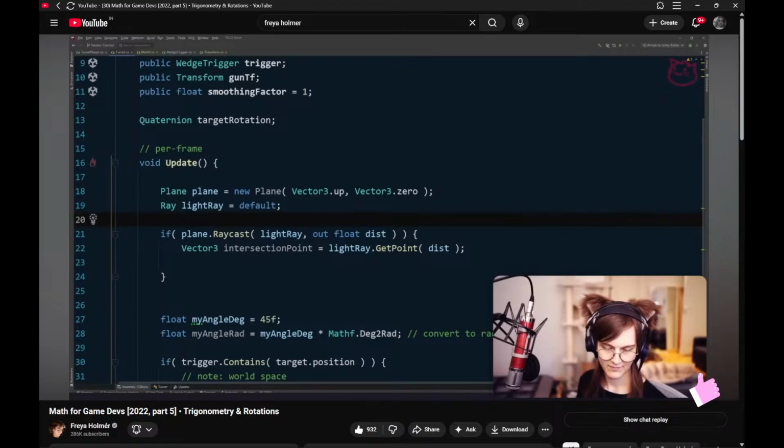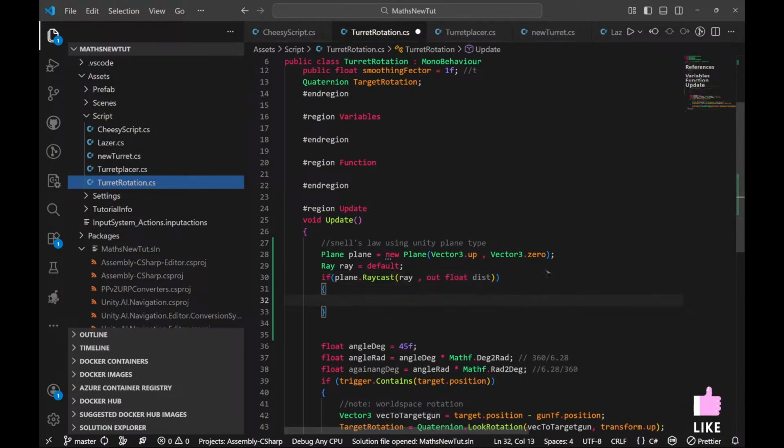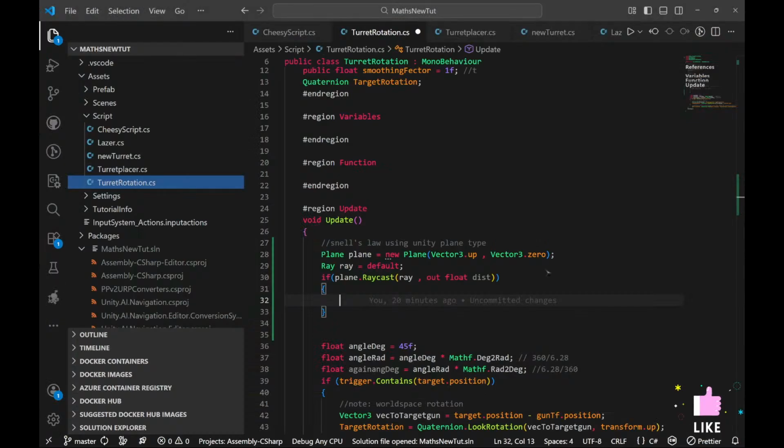Okay. Out float distance. Vector3 intersection point equal to ray.GetPoint, distance.